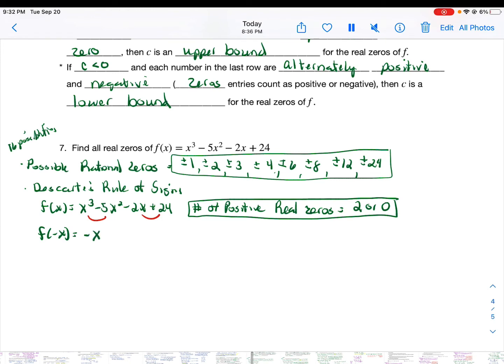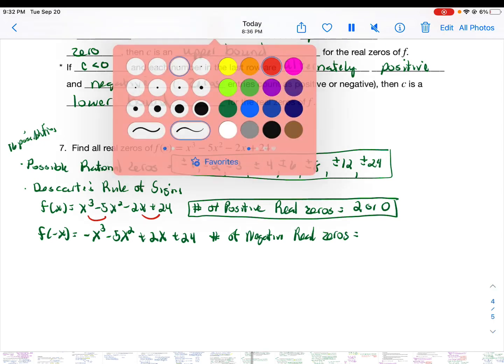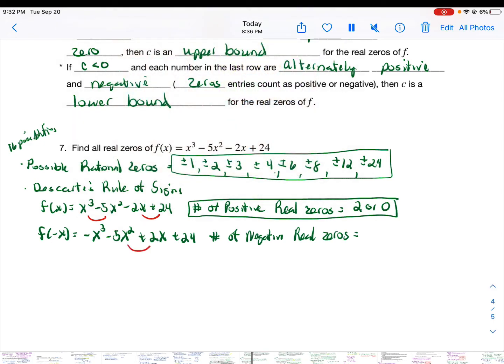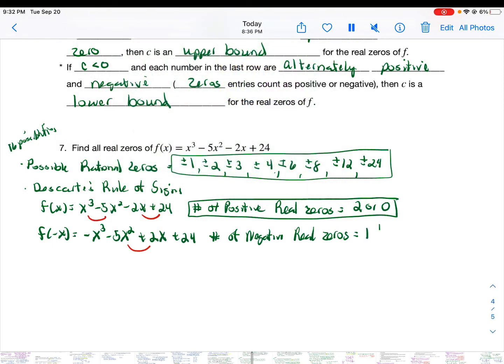Now I'm going to replace every x with negative x and simplify this down. I'm going to go ahead and just simplify it in my head. Be careful in doing this in your head. Make sure you don't make any mistakes. If you need to write down the replacing every x with negative x, do that. All right, let's see how many times it switches signs. So, only once. So I will have exactly 1 negative real zero.